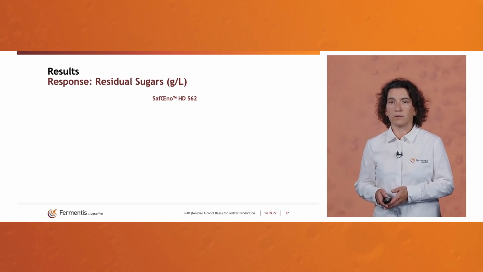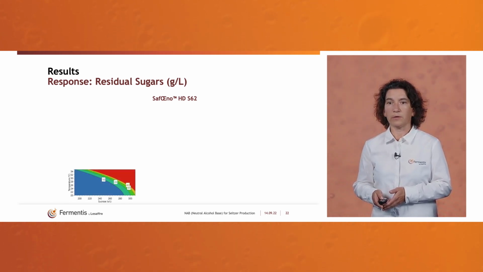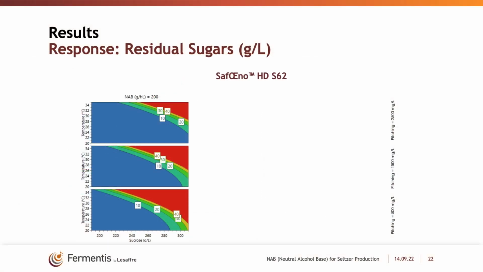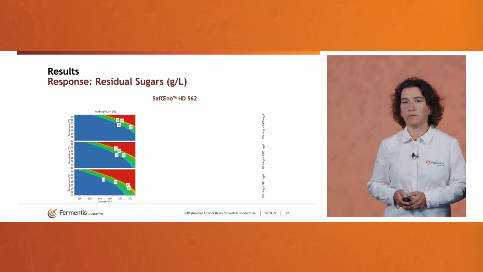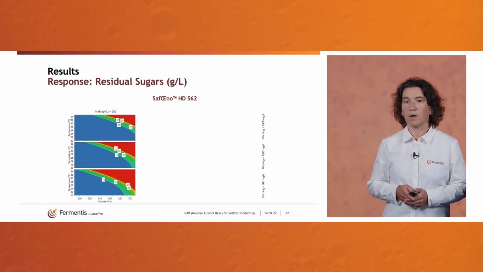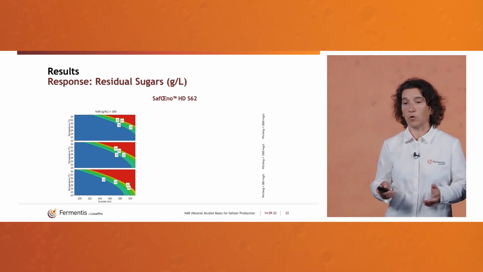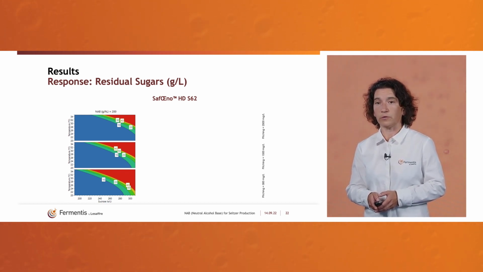Now the surface response for this parameter. Like previously, we have different graphs with different colors. On this graph, in blue, we have the area where the residual sugar is very low, and in red, where the residual sugar is quite important. On the vertical axis, we have the temperature of the fermentation. On the horizontal axis, we also have the sucrose concentration.